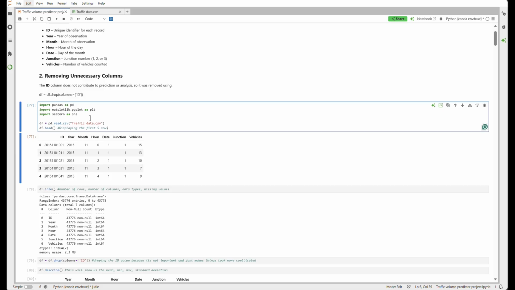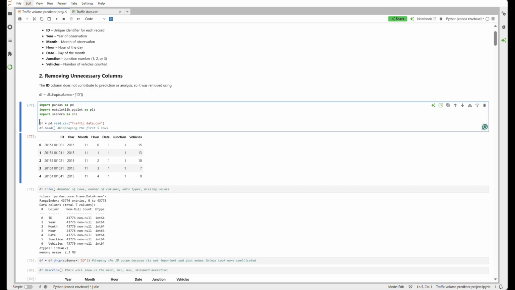I began this project with exploratory data analysis, also called EDA. Exploratory data analysis was used to better understand the data set before building prediction models. First, I imported the necessary Python libraries, including pandas, matplotlib, seaborn, and scikit-learn. Pandas was used for handling and organizing the data. Matplotlib and Seaborn were used for creating visualizations, and scikit-learn was used for machine learning and regression modeling.